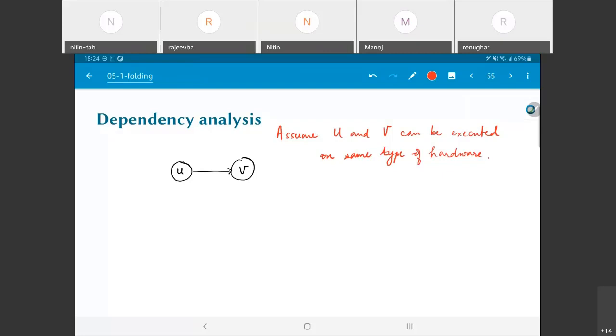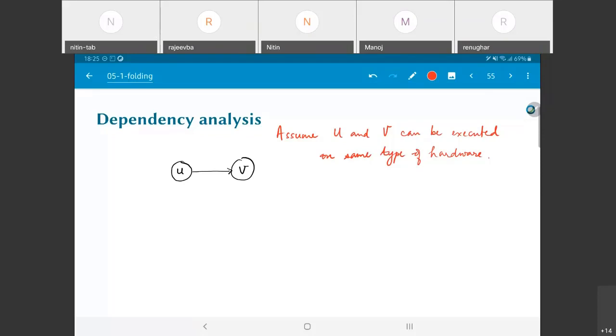Even if they were on different hardware, the analysis that I'm showing over here will hold true. In general, is it valid to assume that U and V can be executed on the same type of hardware? It depends on your context. In the present case, I'm leaning more towards the kind of applications where U and V can both be executed on, let's say, a DSP processor or a CPU, by writing an appropriate function. On the other hand, if U was a multiplication and V was an addition, and the hardware that I have chosen is a multiplier, then a multiplier cannot add two numbers. So it would lead to a problem if I tried to schedule both under the same type of hardware. That is the context in which I mean that U and V can be executed on the same type of hardware.